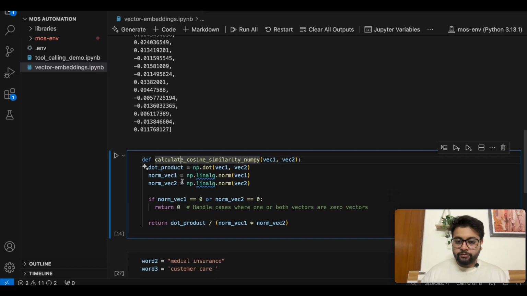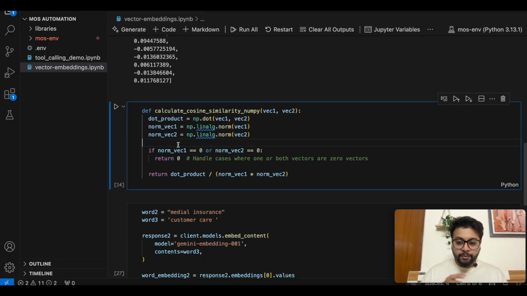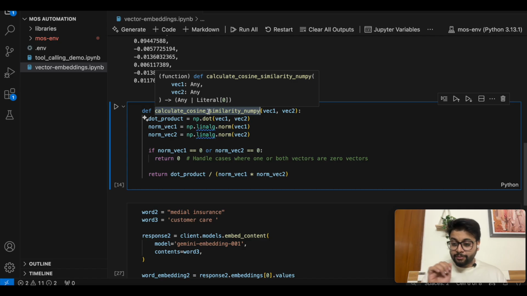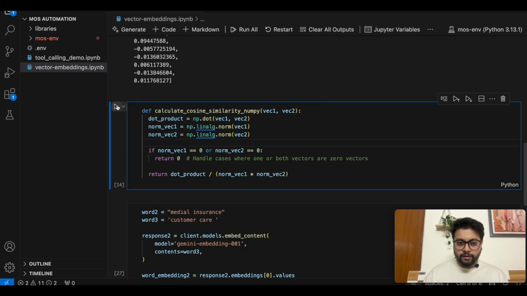Now we have also talked about cosine similarity, because we want to compare how similar two words are. For calculating the cosine similarity, I have implemented it in Python. We perform the dot product, and then divide it by the product of the norms of the two vectors. We take these two vector representations as input, and this method returns the cosine similarity score. I'm going to define this method so that we can reuse it in future.